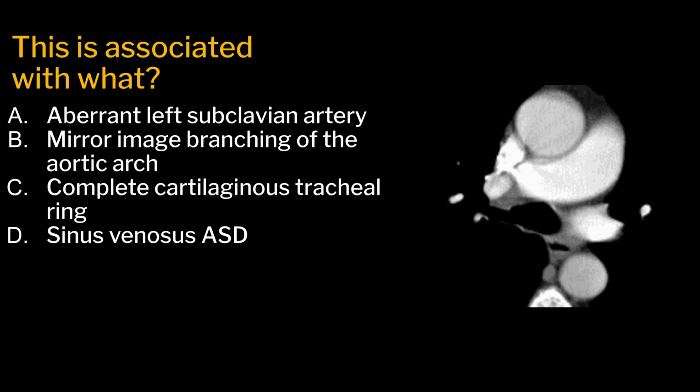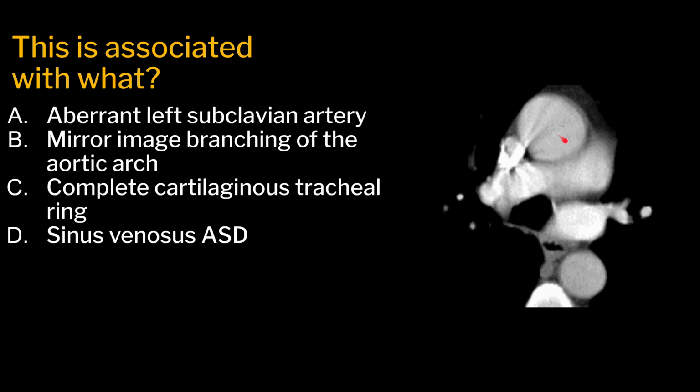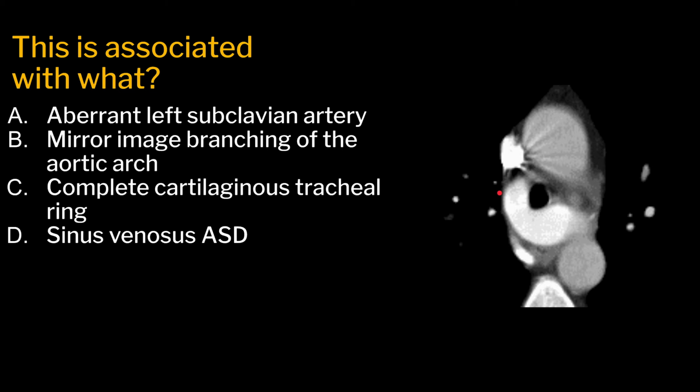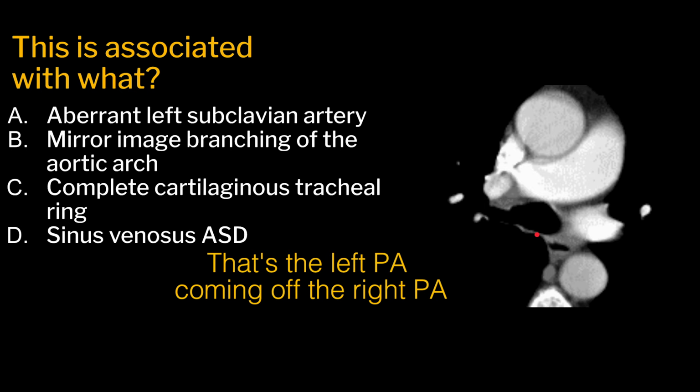Question 8. This is associated with what? The answer here is C, complete cartilaginous tracheal ring. And what this is, here's the aorta. This is the main pulmonary artery, and we have the right pulmonary artery coming this way. But then we have another artery that comes off of the right, and it goes between the trachea and the esophagus, and this is what is known as a pulmonary sling.